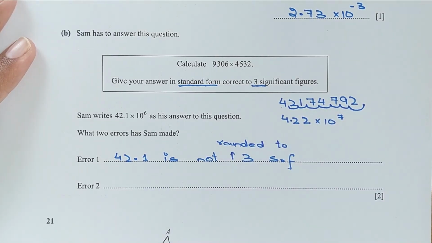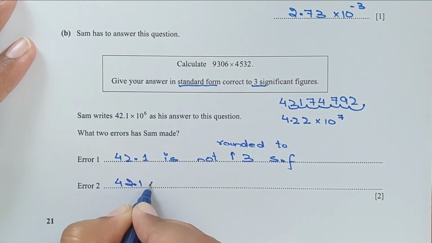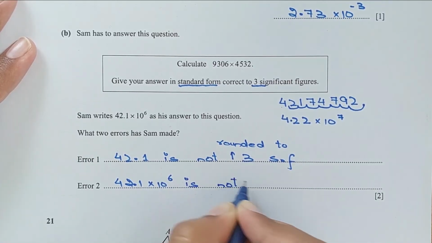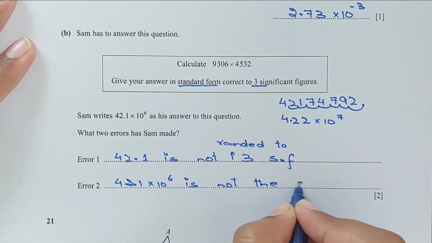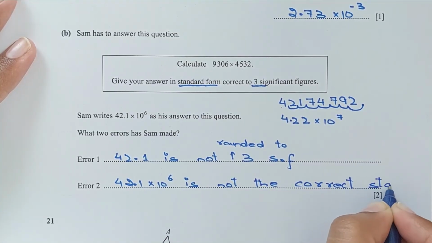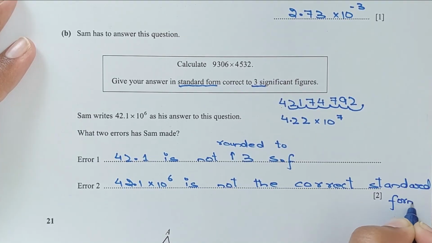And the second error is the standard form. 42.1 times 10 power 6 is not the correct standard form. All right.